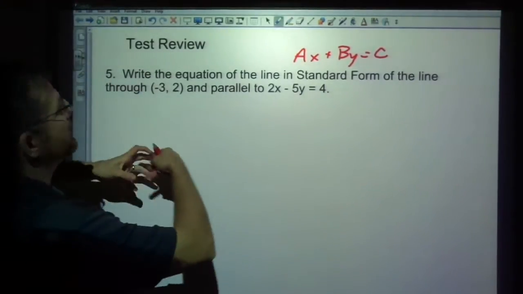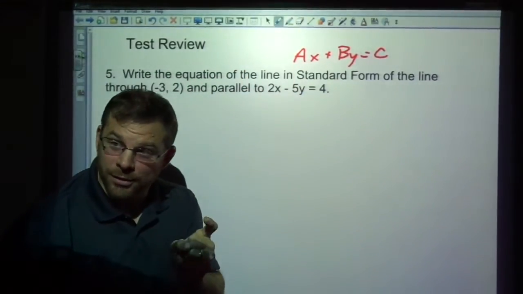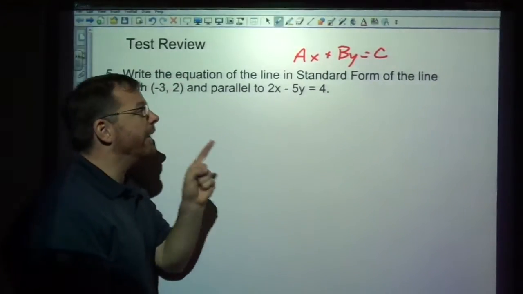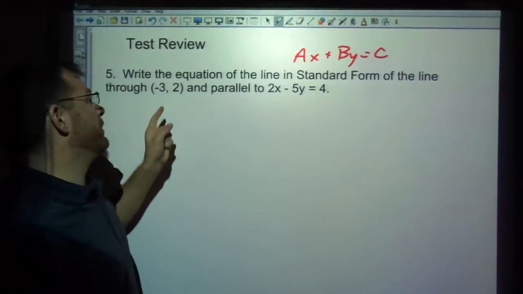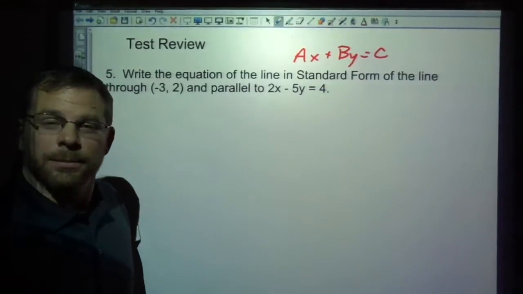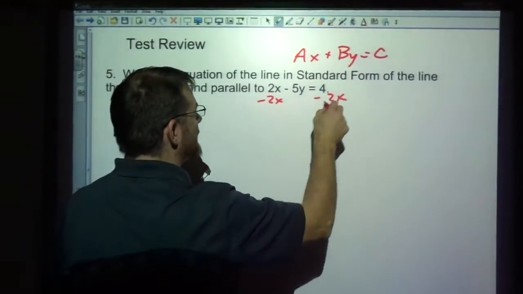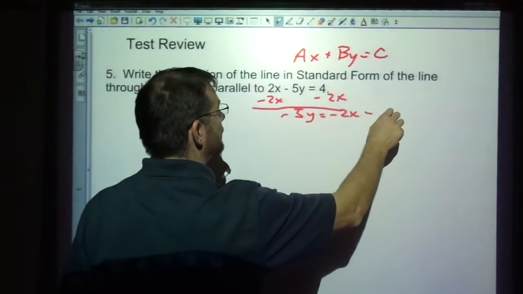I have a point. I don't have a slope, but I could find a slope because I know it's parallel to this one, and parallel lines have the same slope. So if I could find the slope of this line, I could steal it and use that slope for my line that I need. So if I can put this into slope-intercept form, that would tell me the slope. So if I subtract 2x, that gives me negative 5y equals negative 2x plus 4.